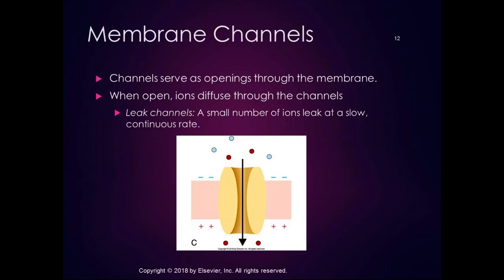The leak channels are always open, so a small number of ions are leaking through at a slow, continuous rate. And I think of it as like a drip irrigation system, where there's a little bit of water dripping out through holes in the hose into your garden. Instead of a bunch of water rushing out at one time, there's a continuous small leak. And those leak channels help maintain the electrical gradient. They keep the osmotic gradient going, just by letting a small amount of sodium or a small amount of potassium through, they maintain those electrical gradients.